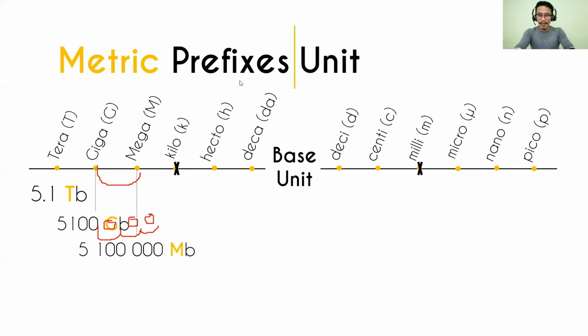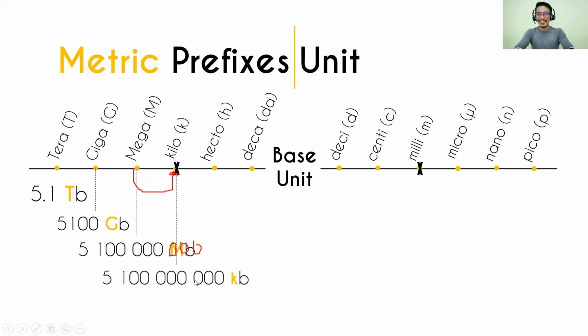Now, what if we are going to convert from mega to kilo? How many movements of our decimal place? 3, because that is beyond the X mark. So how many zeros are we going to add? 3. Okay, so we just add 3 zeros. 1, 2, 3. Tapos, di ba?